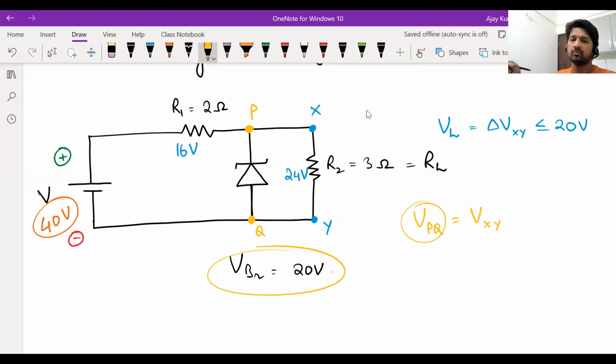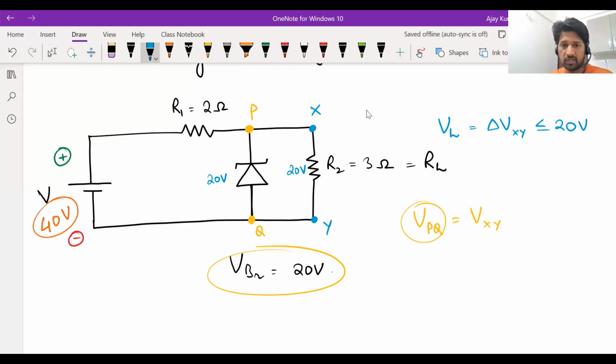It won't allow the extra current to pass through the load resistance. So it won't allow the load voltage to become 24 at all. So what does it do? In the absence of the Zener diode, the voltage between P and Q, or between X and Y, tends to become 24. So now the Zener diode will allow current in reverse bias condition because the voltage tends to become more than its breakdown voltage. As a result, the voltage across PQ or XY will be limited to 20. So you will see 20 volts across the load resistance. There will be 20 volts across the Zener diode as well.